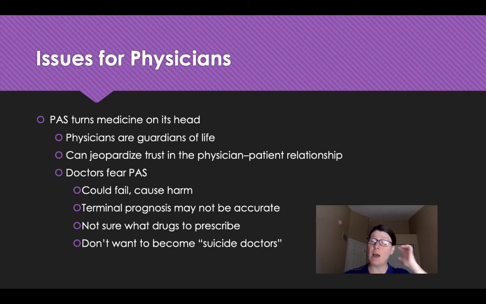I think back to when my dad was diagnosed with cancer, he was told that he would live like 6 months, and he lived at least another 5 years, if not longer than that. And the majority of that time, he had a decent quality of life. So the prognosis may not be accurate. They're not sure what drugs to prescribe. They don't want to be suicide doctors. They don't want to be part of that.